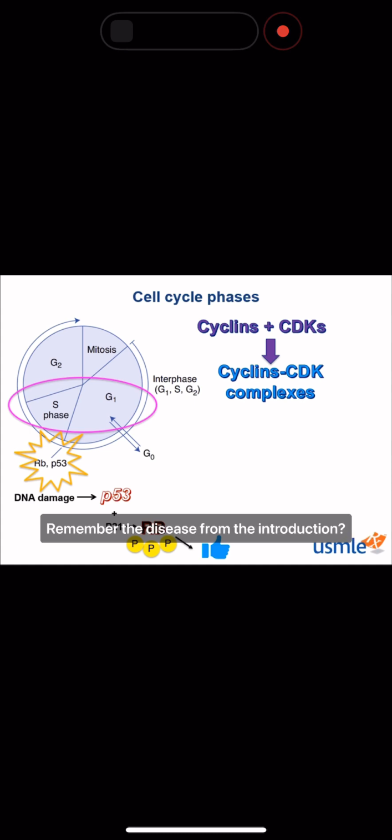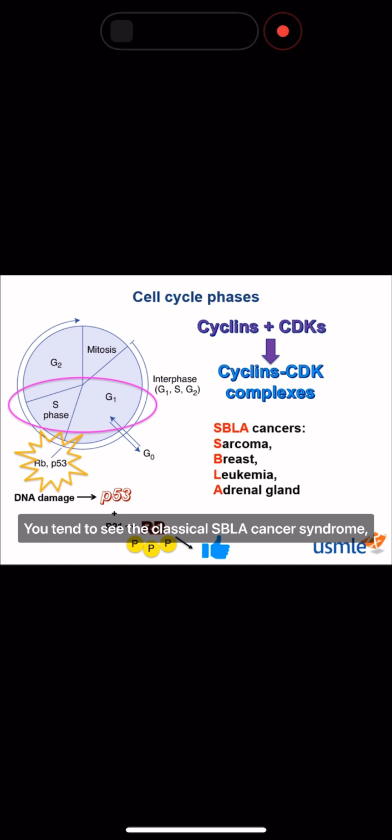Remember the disease from the introduction, Li-Fraumeni syndrome? This is an autosomal dominant disease that results in multiple cancers starting at a very early age. You tend to see the classical SBLA cancer syndrome, which stands for sarcoma, breast, leukemia, and adrenal gland carcinoma. But you can also see lymphomas, renal carcinomas, as well as brain tumors.